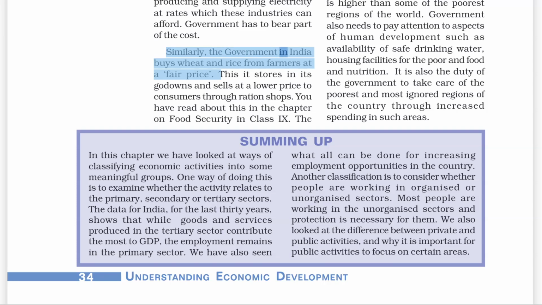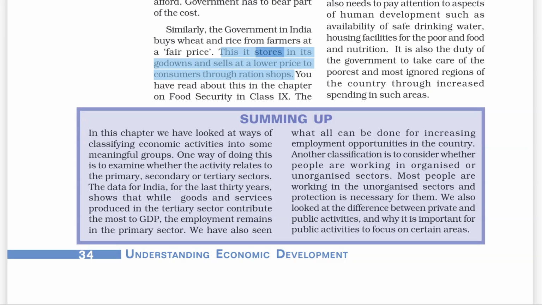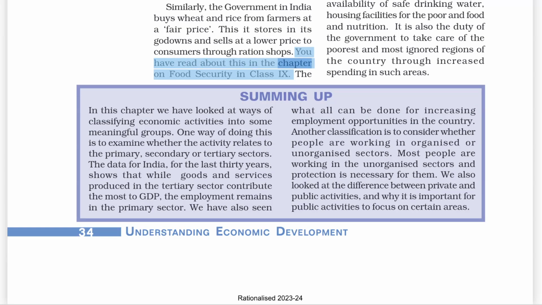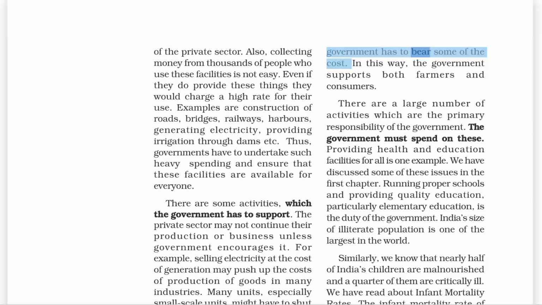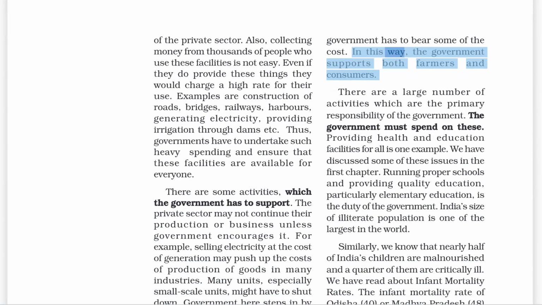Similarly, the government in India buys wheat and rice from farmers at a fair price. This it stores in its godowns and sells at a lower price to consumers through ration shops. You have read about this in the chapter on food security in Class 9. The government has to bear some of the cost. In this way, the government supports both farmers and consumers.